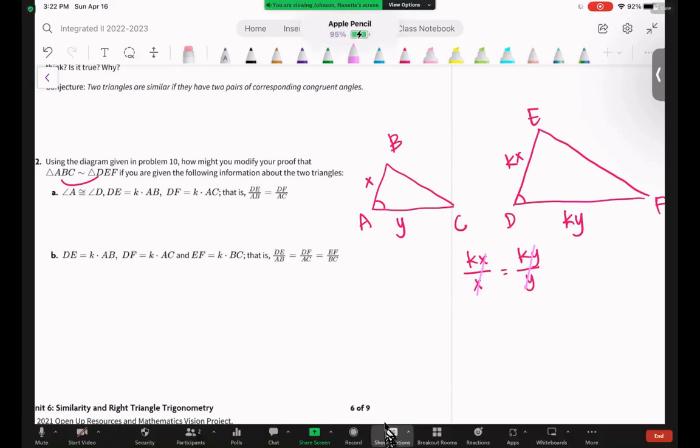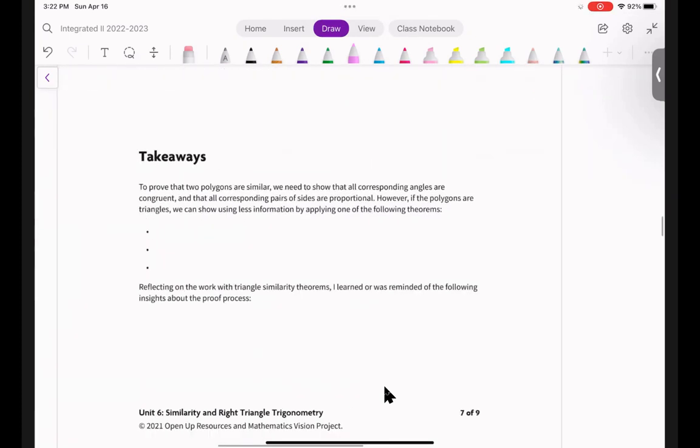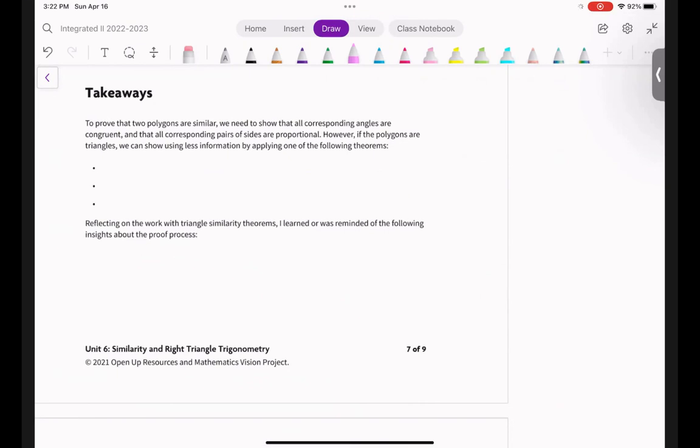So I want you to try this. And while you're doing that, I'm going to go over takeaways really quick, just so that you can see what else we are working with. So this first one says, to prove that two polygons are similar, we need to show that all corresponding angles are congruent and that all pairs of sides are proportional. However, if the polygons are triangles, we can show this using less information by using these three theorems.